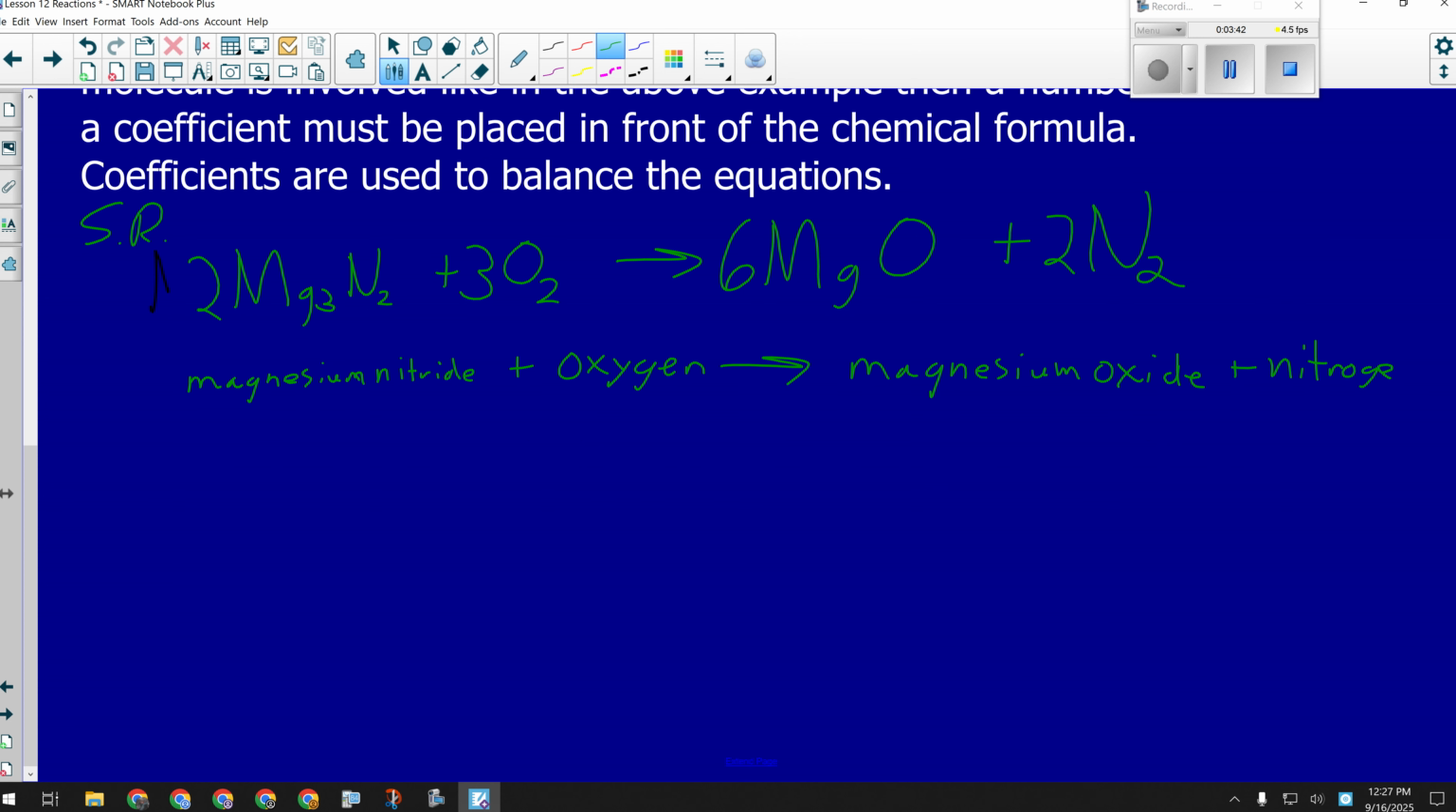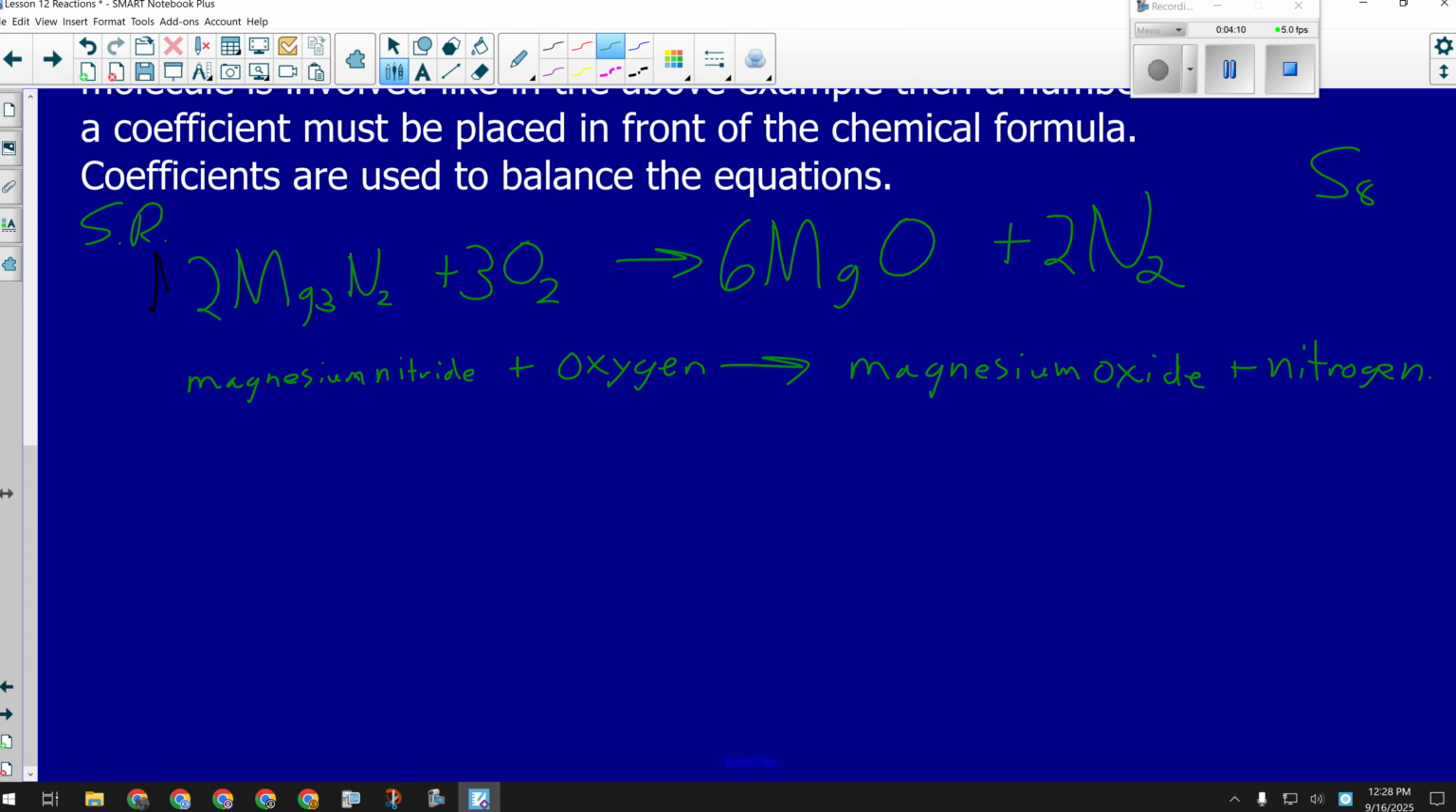So elements don't get prefixes. That's just how they look when they're an element. If I had S8 up there, that's how sulfur is. If I had a reaction that had S8 in it, I wouldn't call that octasulfur. It's just sulfur. That's how sulfur comes. So it's a single element, even if it's got a number beside it. It's still just that element's name. All right. Let's try one more here.